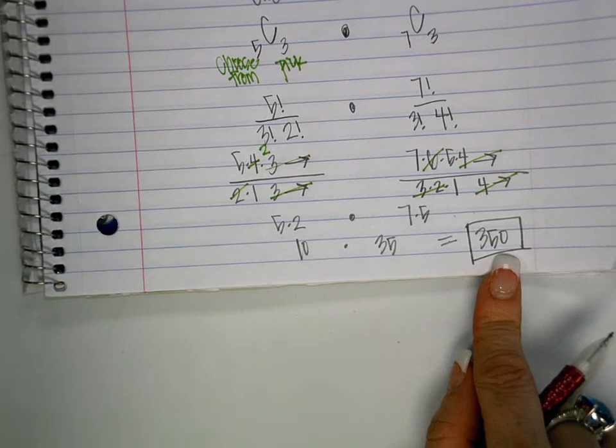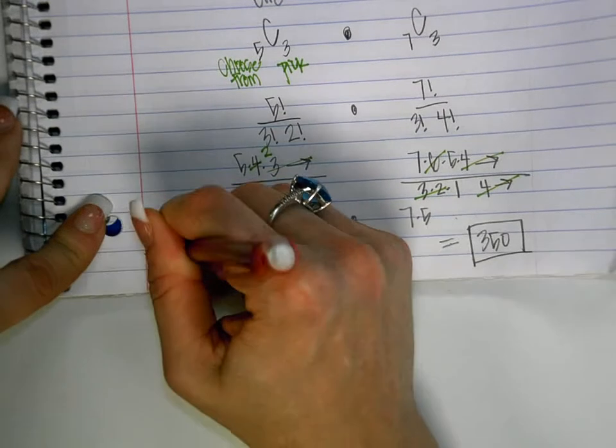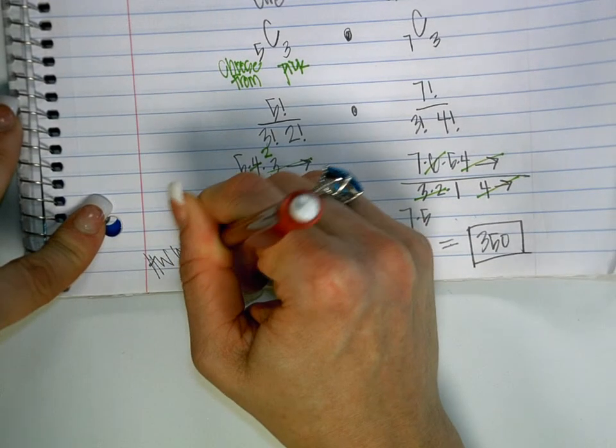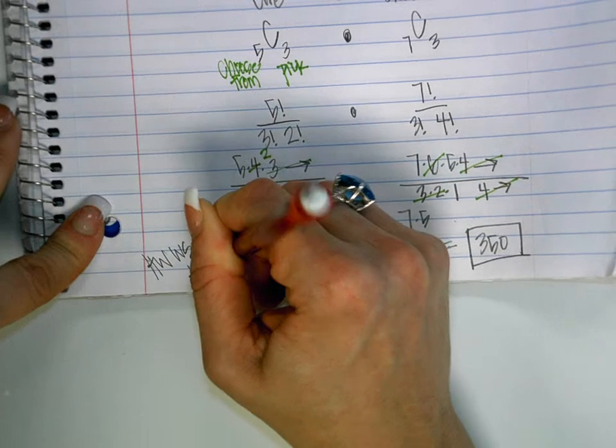Okay, homework for this is going to be worksheet 2 in your green book. You're doing numbers 1 through 23. Worksheet 2, numbers 1 through 23.